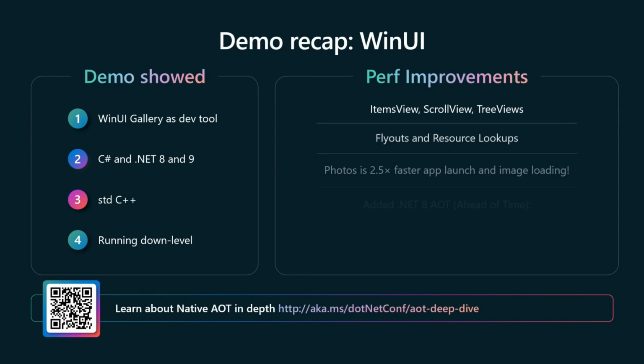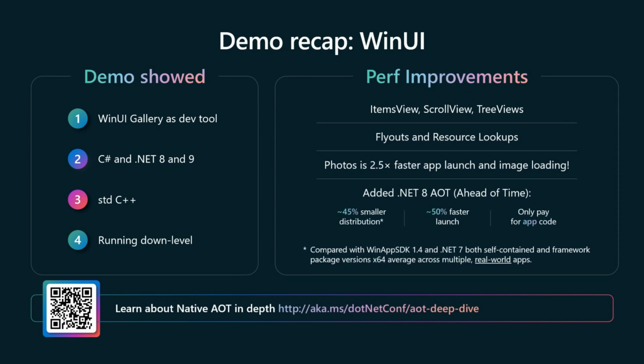So we did a lot of work on performance the last several years. And you actually saw a bunch of that with the photos examples that we just gave. The new items view control has been designed for fantastic virtualized list scrolling that's fully customizable and being able to build these experiences. We also did work in things like flyouts and resource lookups so that things load faster on disk. Photos are 2.5 times faster than they used to be for app launch and for image loading, and it's a noticeable improvement.